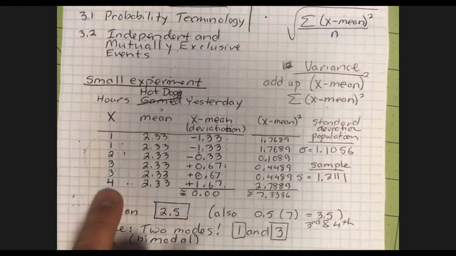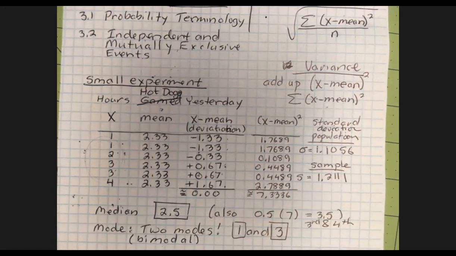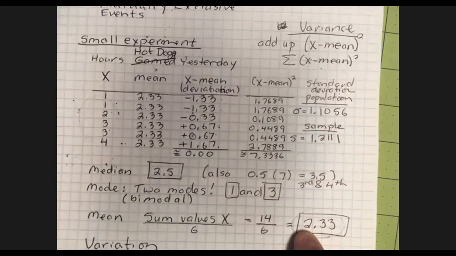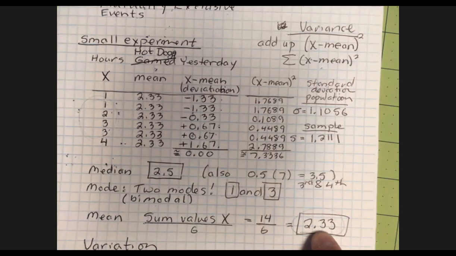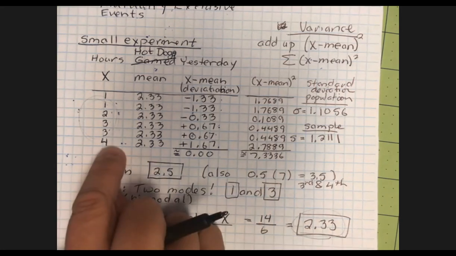Some of your friends went farther. You know, average value 2.33, standard deviation 1.2, that's 3.5. Here's one friend that went above the average standard deviation. So we're saying this friend ate more hot dogs than you might expect your friends to eat.